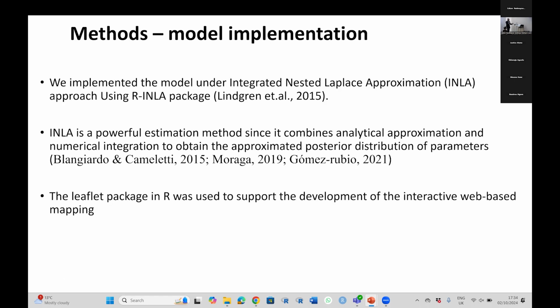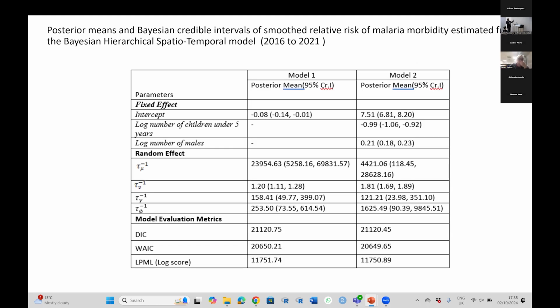Okay, so we implemented the model under the integrated nested Laplace approximation procedure, which is a very robust process that yields very good, stable results, because it combines both analytical approximations and numerical integration to approximate the posterior distribution. And then to develop the interactive web-based map, I used what we call R Leaflet, and I also generated another one that we call the graphics interchange format, GIF, to improve visualization. So I wouldn't spend too much time on this. This is just to demonstrate that I've been able to take into account covariates despite the complexity of the model.